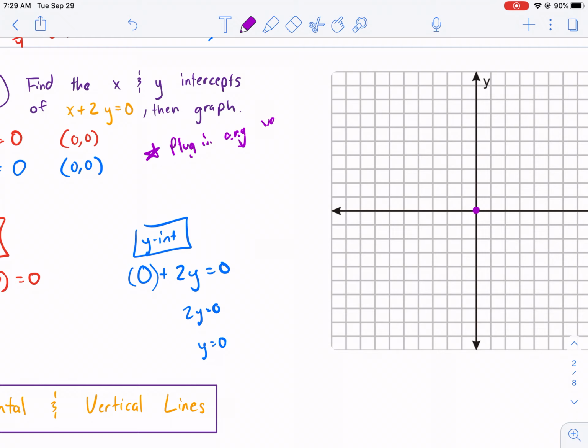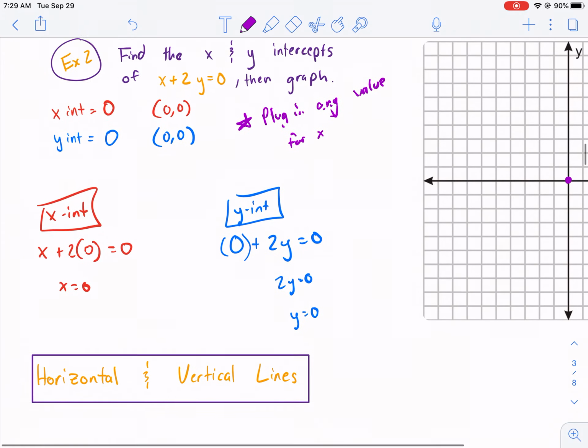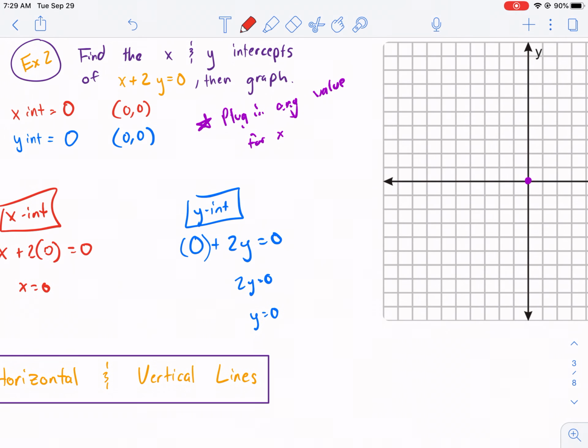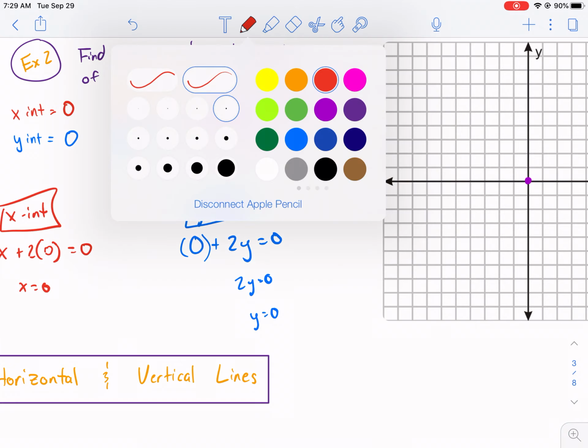I'm not sure why my pencil's acting up. Value for x. Okay, so what are we going to plug in for x? We can pick anything. So let's go ahead and just pick, I suppose, 2. So we're going to say let x equals 2.